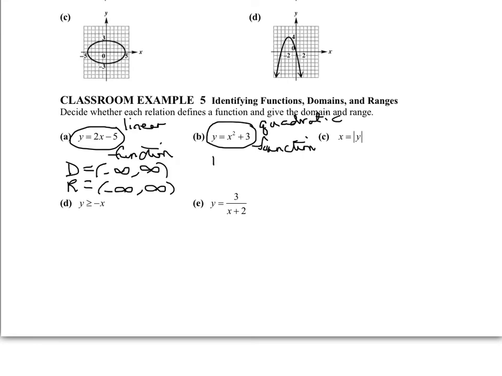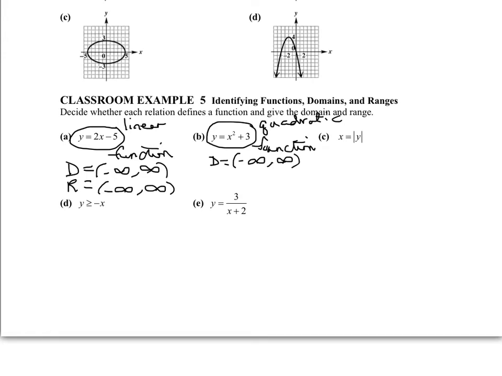Do I know anything about the domain? I should. There's not any number in the world that I cannot put in for x and square it. Any number I can think of is going to be on this graph for the x value. So from negative infinity to positive infinity, that will be my domain.